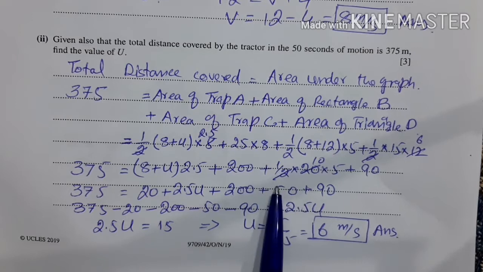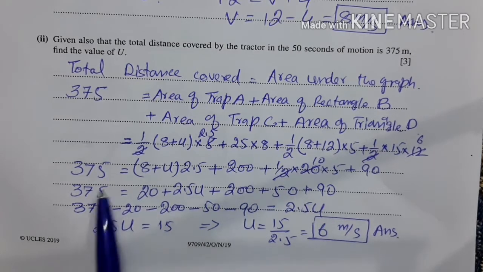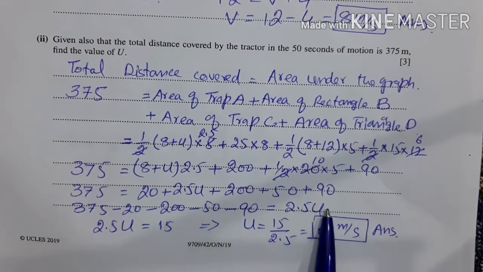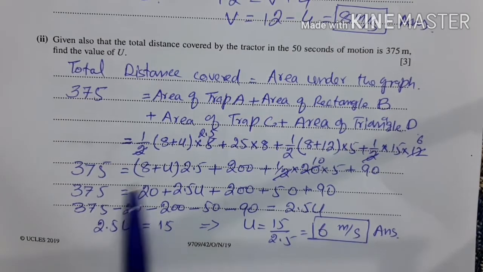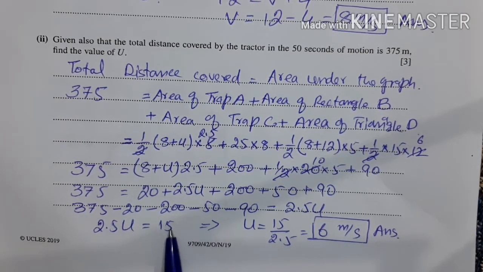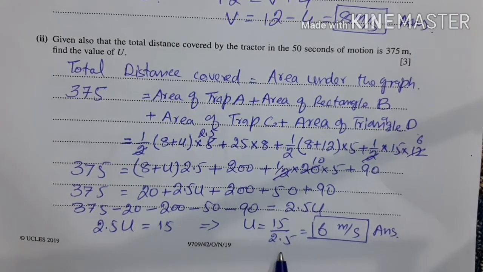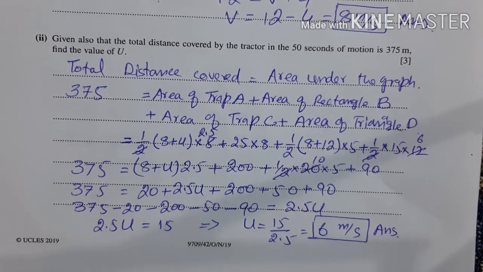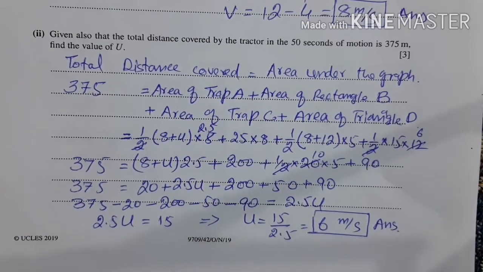So take all these terms without u on the left side. So this will become equal to 2.5u. So after solving, it will be 15. So 2.5u is equal to 15. So u is equal to 15 over 2.5, which will be equal to 6 meters per second. This is the answer of question number 2.